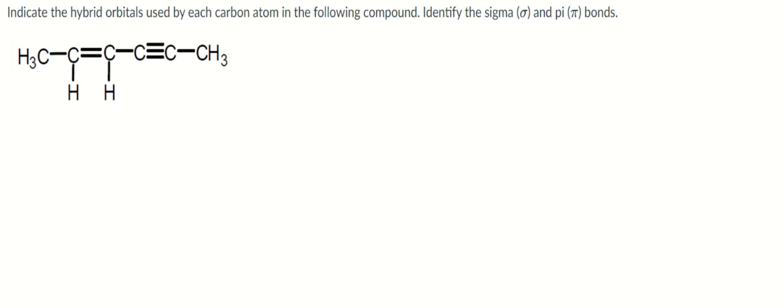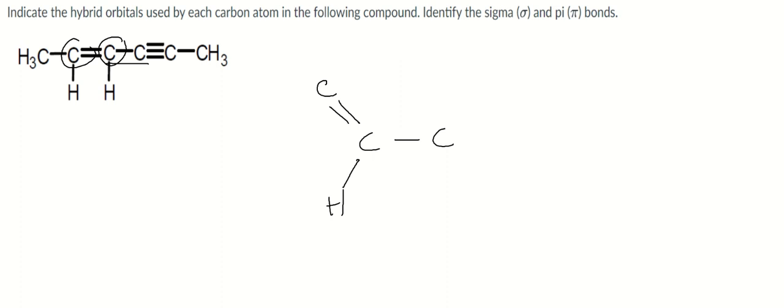I'm going to redraw this, kind of expand it out as well. So I'll start with the two most central carbons, and then I know this is three electron regions, so I'm going to try to spread it out so they're 120 degrees. All right, and then that's also three.